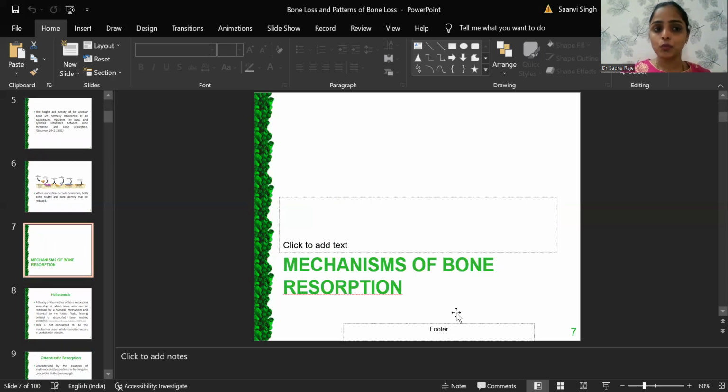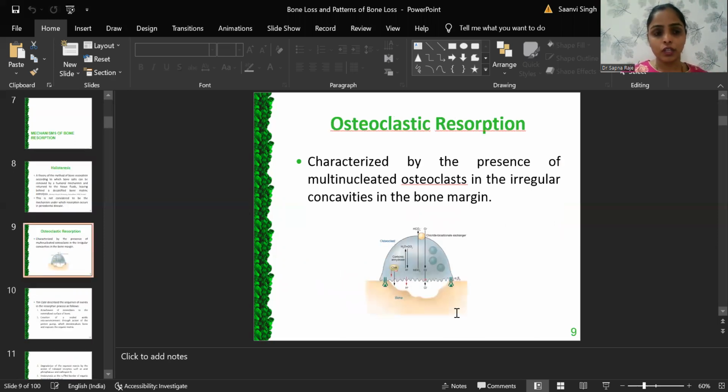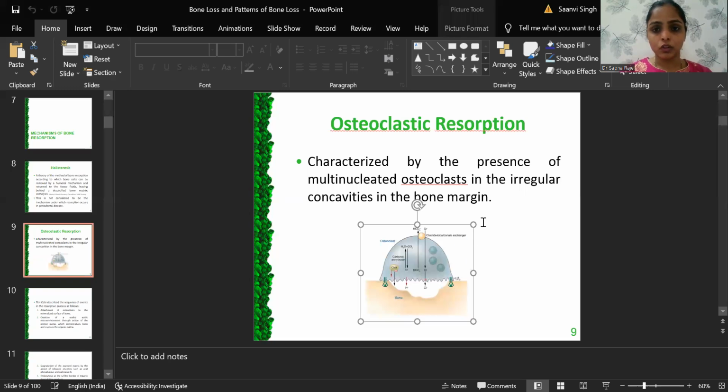How does the mechanism of bone resorption take place? There is a theory according to which bone salts can be removed by a humoral mechanism and returned to the tissue fluids, leaving behind a decalcified bone matrix. Here you can see how the resorption is characterized by the presence of multinucleated osteoclasts in the regular concavities of the bone margin.